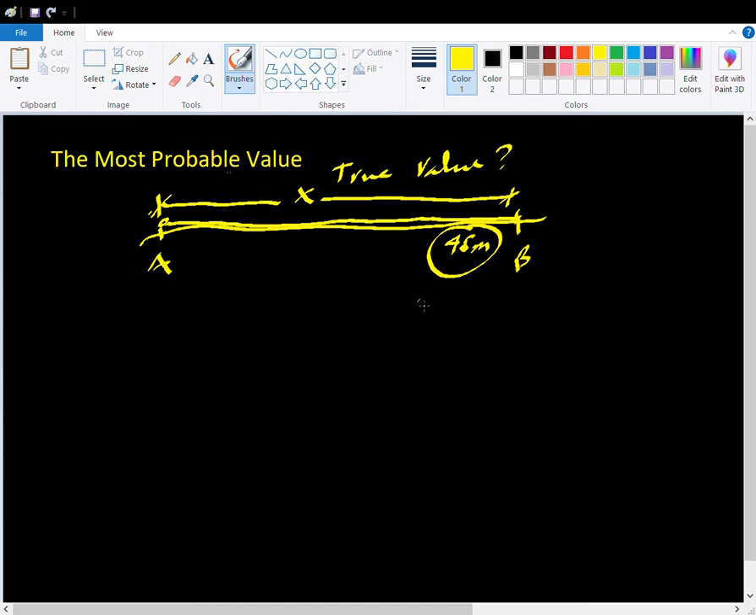We will not be able to get the true value of the distance between A and B. We will never know what the true value of x is because we do not have access to the true value. The most that we can do is to get the so-called average of several repeated measurements of the distance x, and then we determine the average and we shall refer to it as the most probable value.